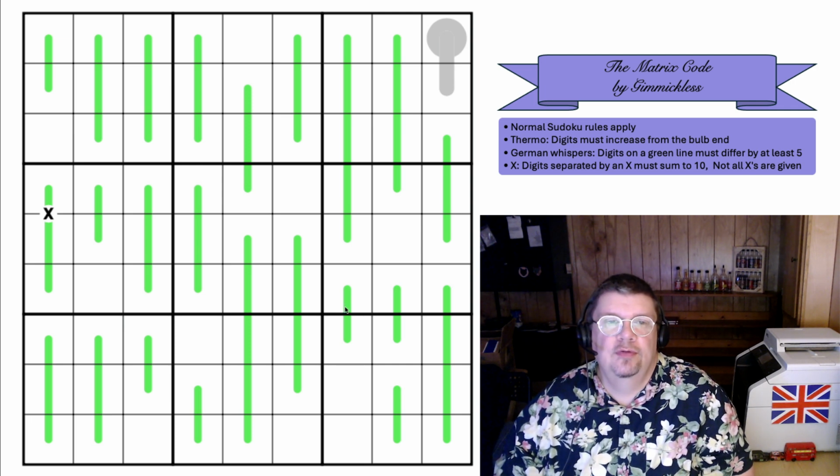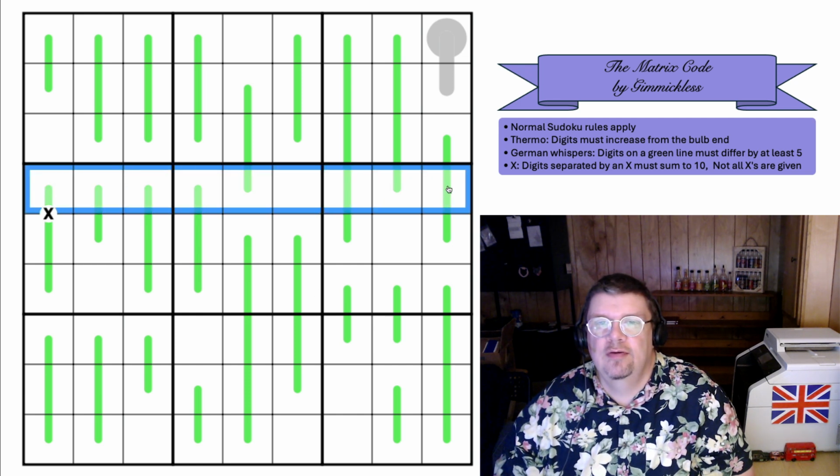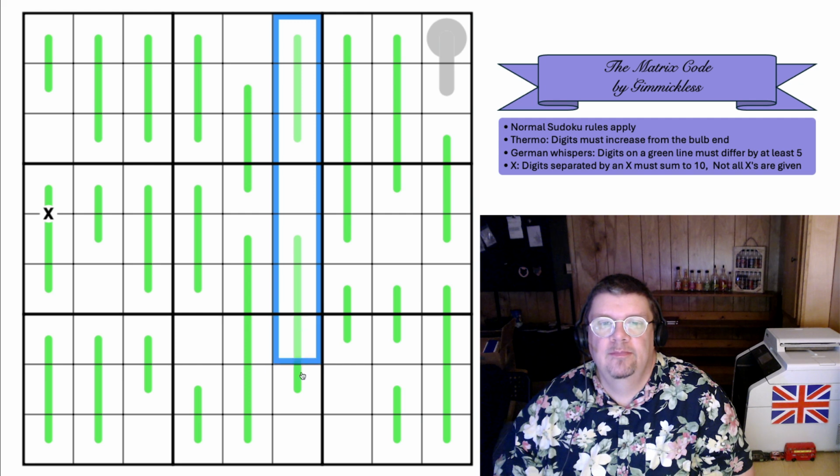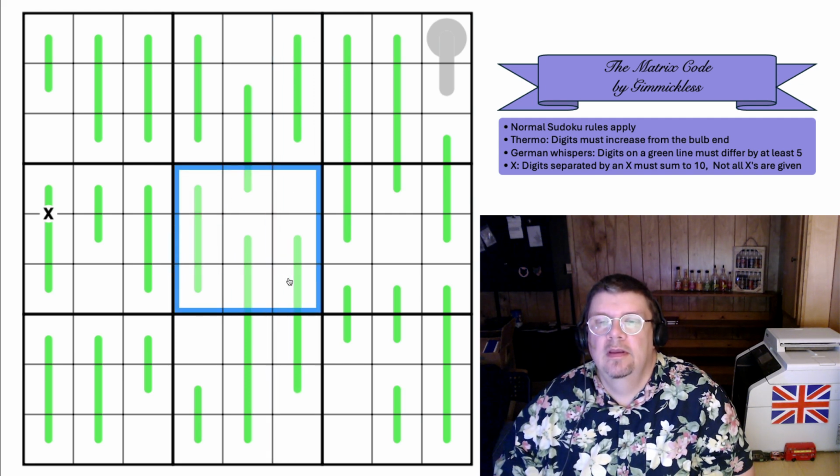Let's have a look at the rules. Normal Sudoku rules apply, so we're going to place the digits 1 to 9 once each in every row, every column, and every 3x3 box. Thermometer: digits must increase from the bulb end of the thermometer. So this digit here must be smaller than this digit here.